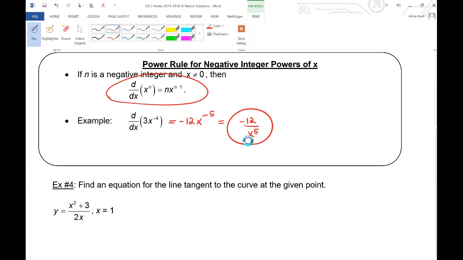Now, usually when I ask you to simplify, we get rid of the negative powers. So just so you're aware that I will want you to rewrite it with a positive exponent usually.